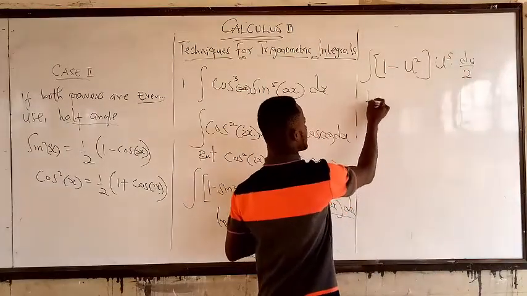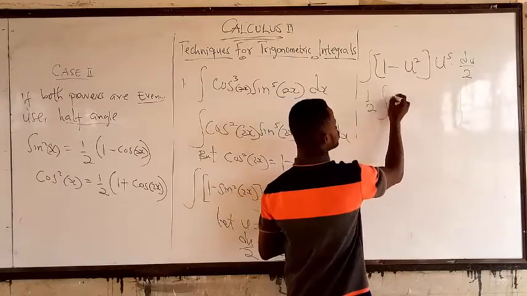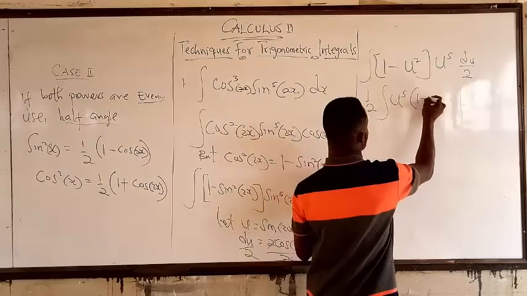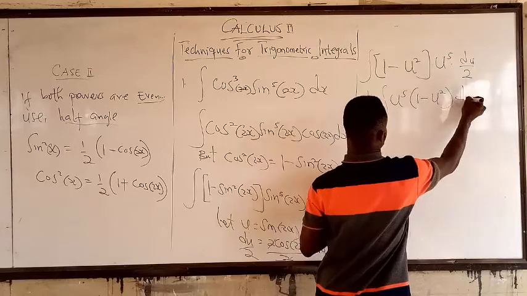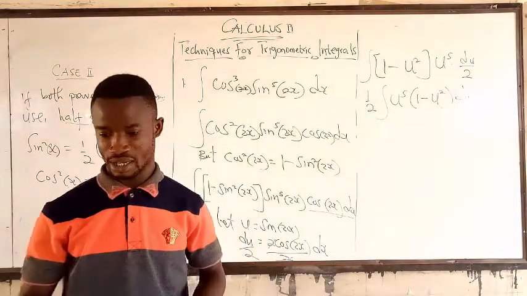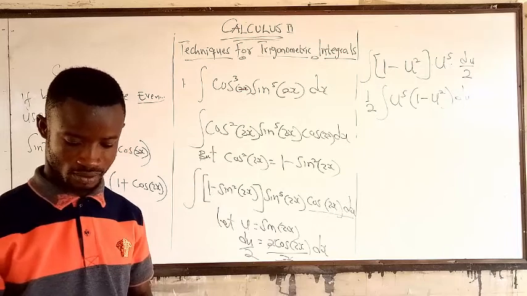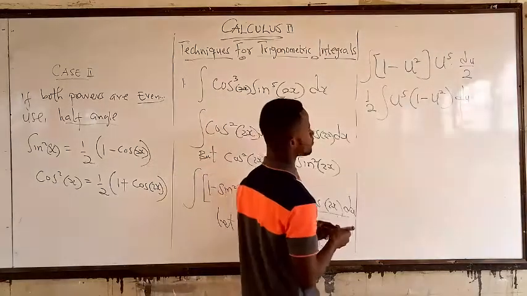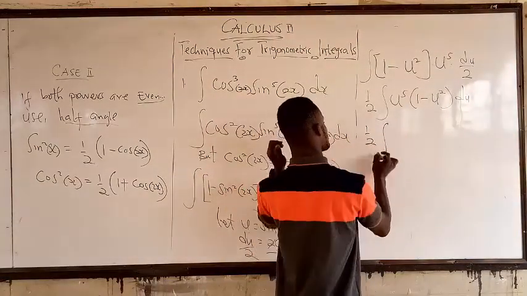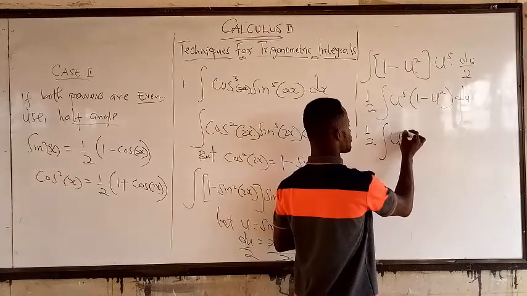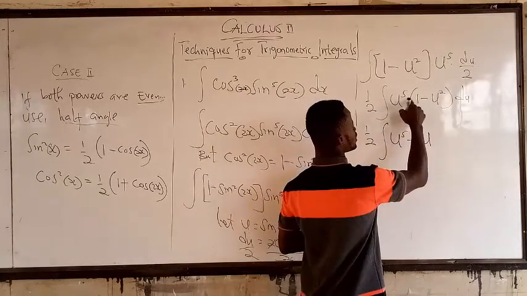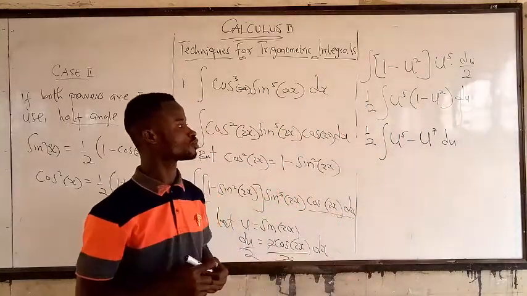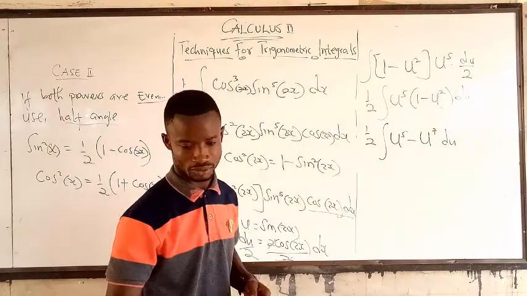So the constant here is half. Bring it out. So u raised to the power 5, 1 minus u squared du. Let me change my marker. Alright, we continue. So here we get half integral of u raised to the power 5 minus this with this, we get to the power 7 du. Hope it's clear. Very good.